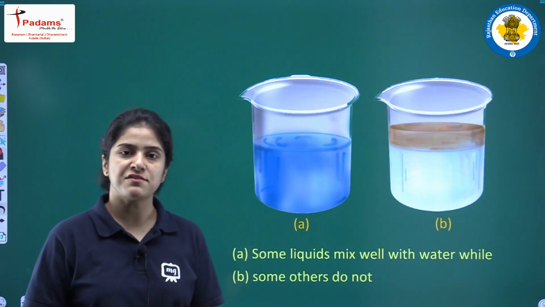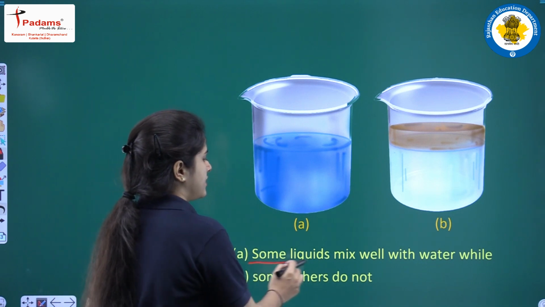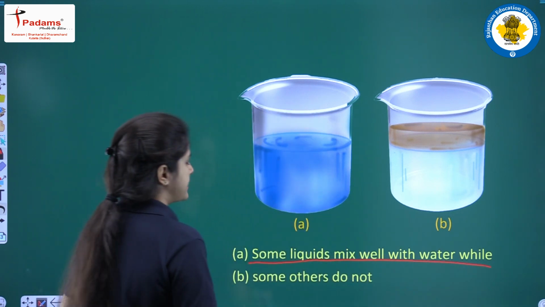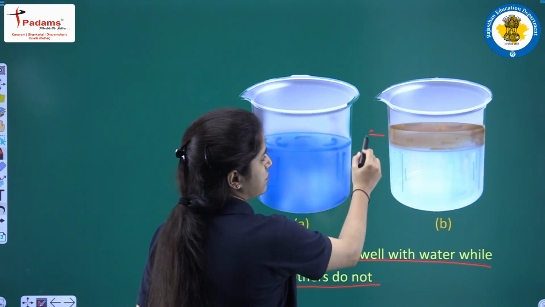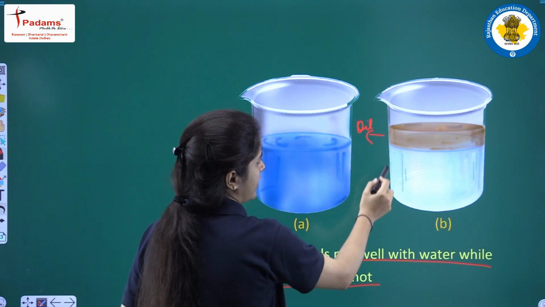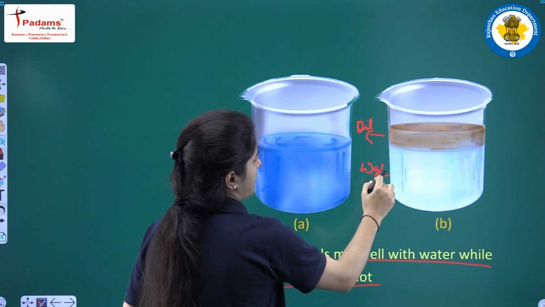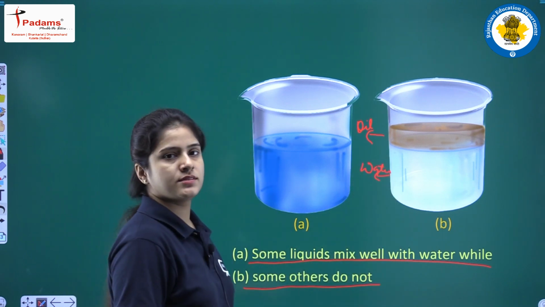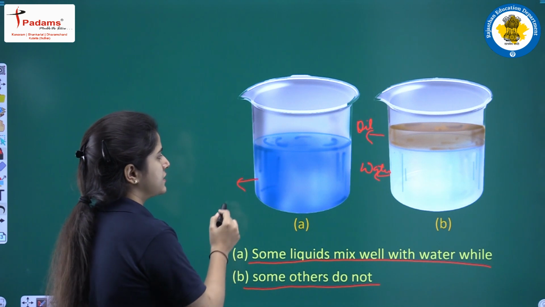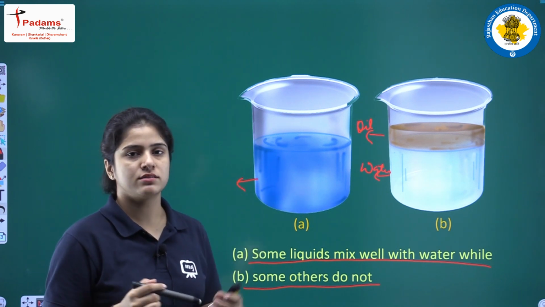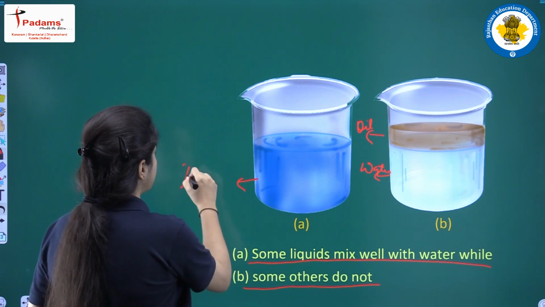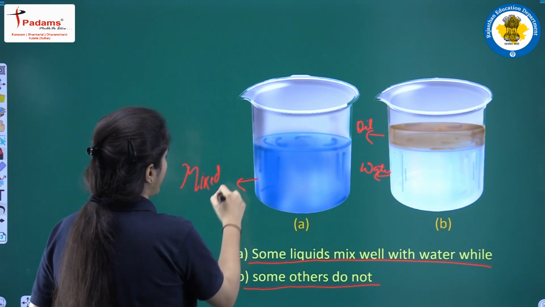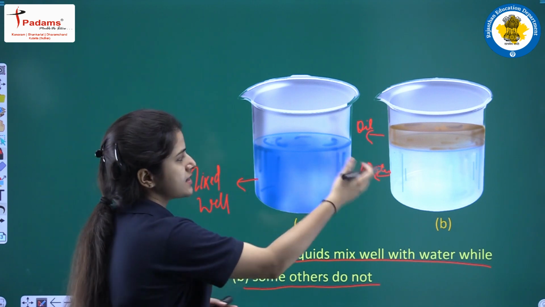So students, we have some liquids that mix well with water while some others do not. Like this is the example in which oil is floating, and this is the water. In this case, you have some kind of detergent in the water that you use for washing clothes. It has mixed well, right? So this is soluble and this is insoluble.